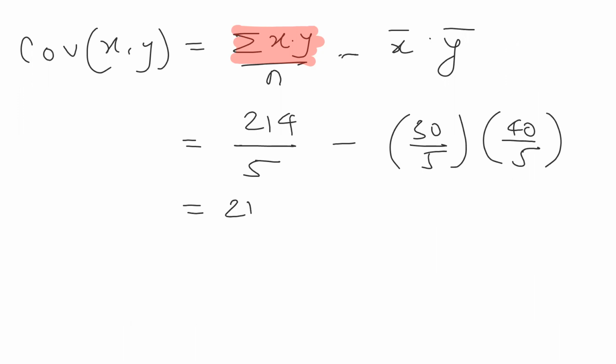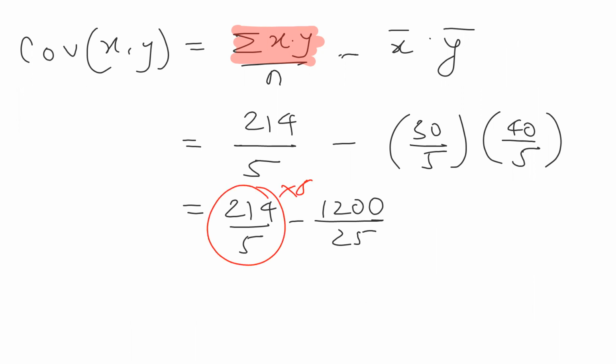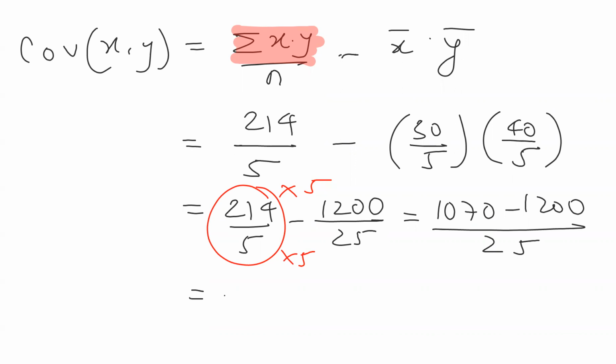So that is 214 upon 5 minus 1200 upon 25. Once again, take the LCM, multiply and divide with 5 so that the denominator remains the same as 25. So 214 into 5, that we will have to multiply, right? 1070 minus 1200 upon 25. So that is minus 30 by 25. The covariance value can be negative, okay? It can be negative. So we have calculated the covariance.